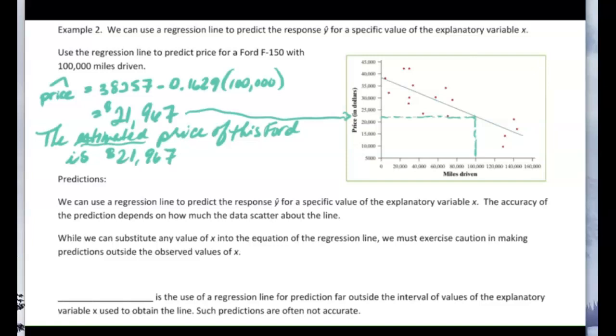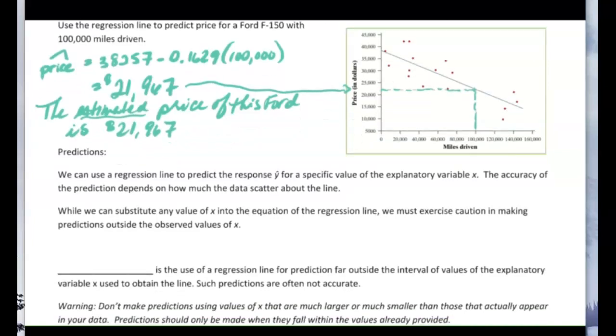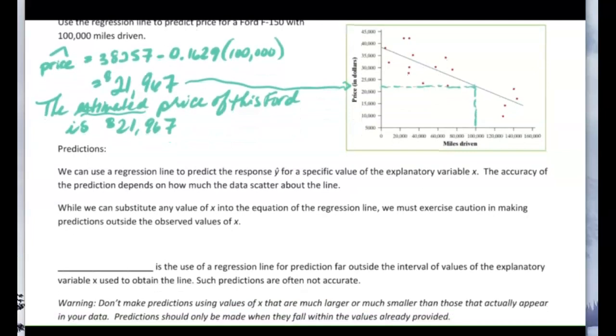They can ask you to use the graph, but really you're using the best fit line equation, all right? So let's take a look at some predictions. This is basically a prediction line. It's another word for regression line, another word for best fit line. We can use a regression line to predict the response y hat for any specific explanatory variable x. The accuracy, though, depends on how much of the data scatter about the line.